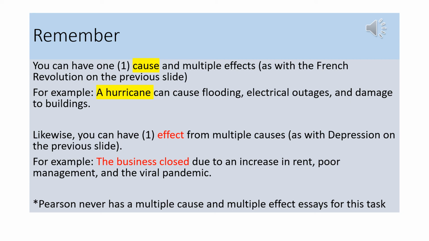You can have one cause and multiple effects, as with the previous slide, the French Revolution. So, for example, you can have a hurricane that hits a city, and it can cause flooding, electrical outages, and damage to buildings. Okay? One cause, the hurricane, multiple effects. Likewise, you can have one effect and multiple causes, as with depression on the previous slide. For example, a business closed due to an increase in rent, poor management, and the viral pandemic. Pearson never has multiple cause and multiple effect essays for this task, so you're only going to get one cause, multiple effects, one effect, multiple causes.